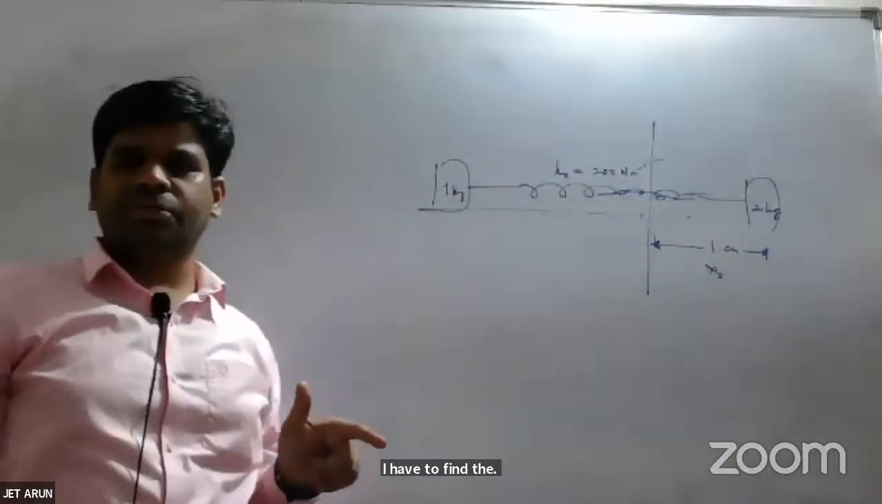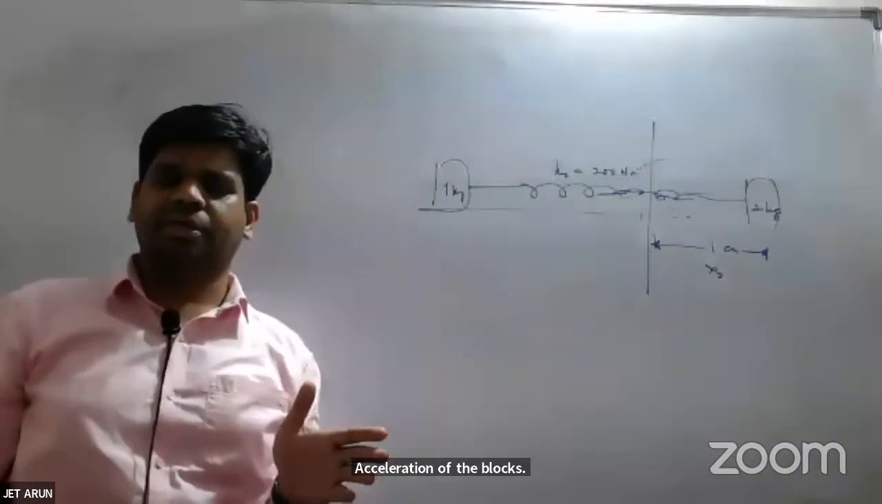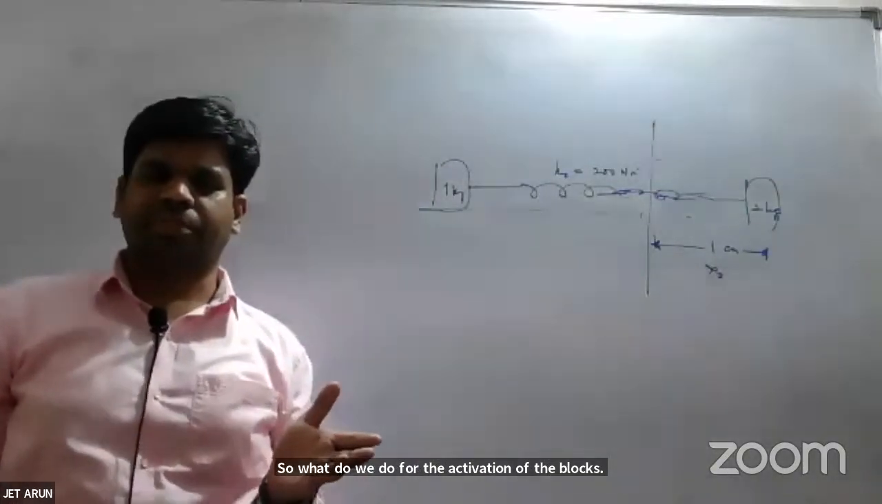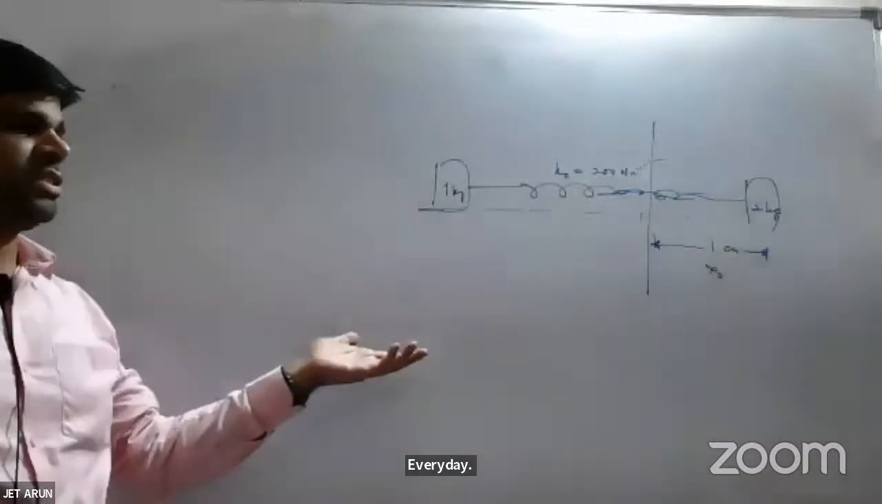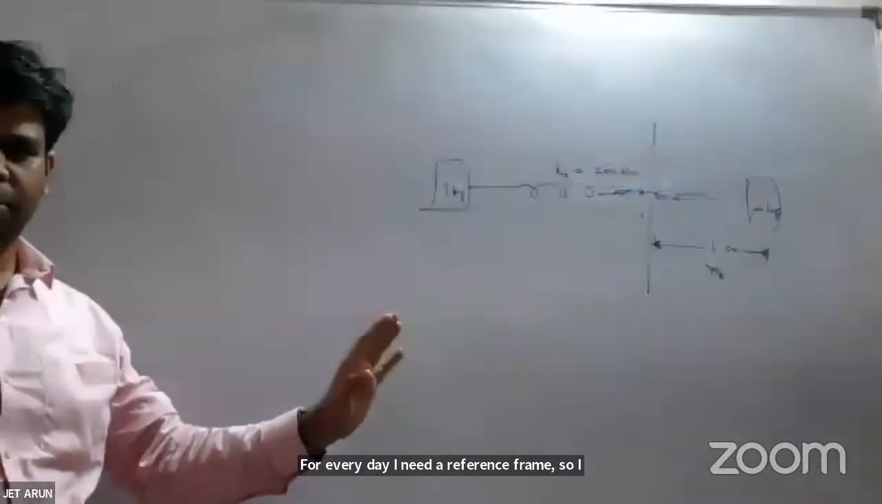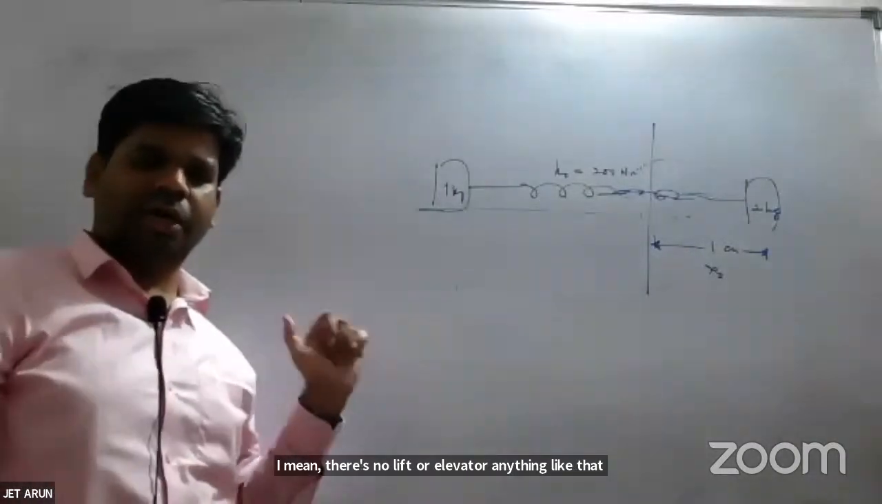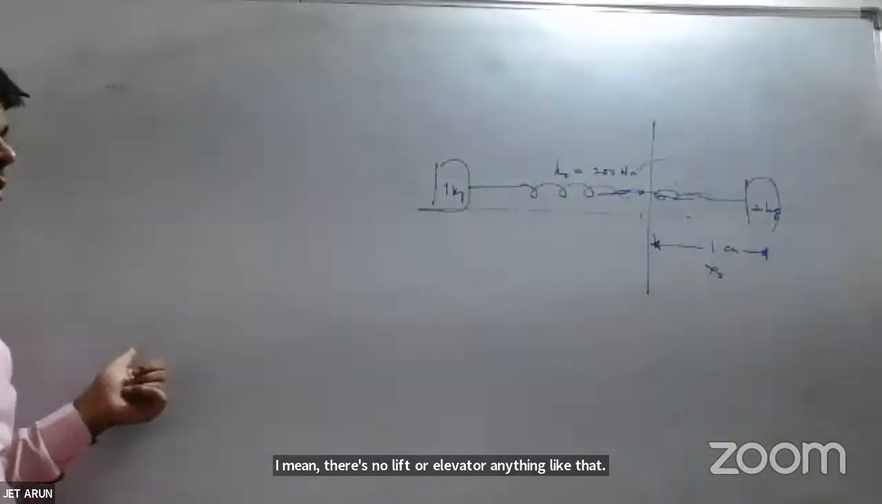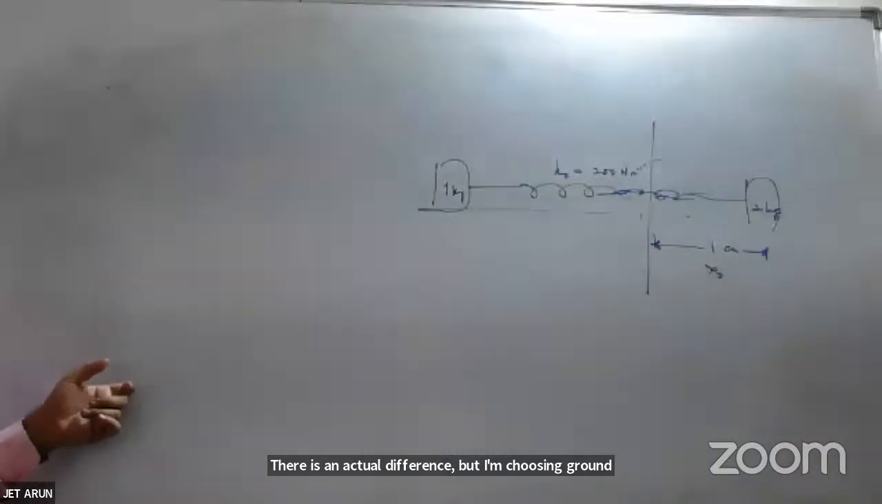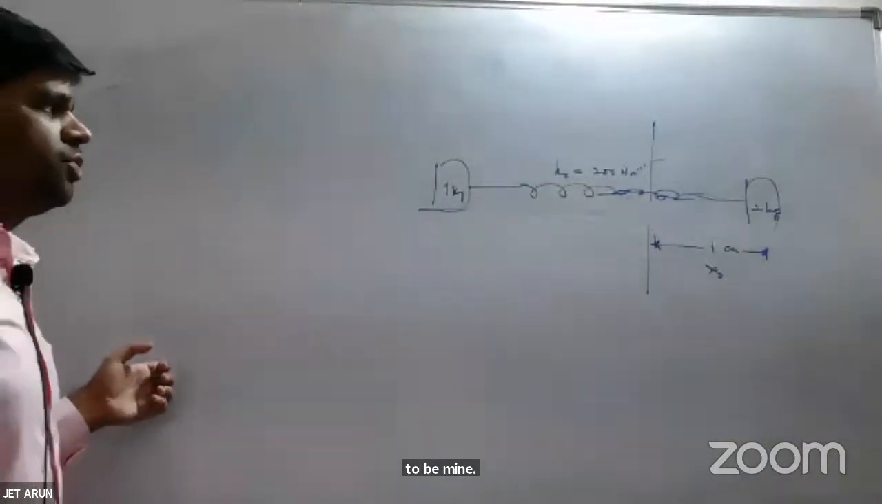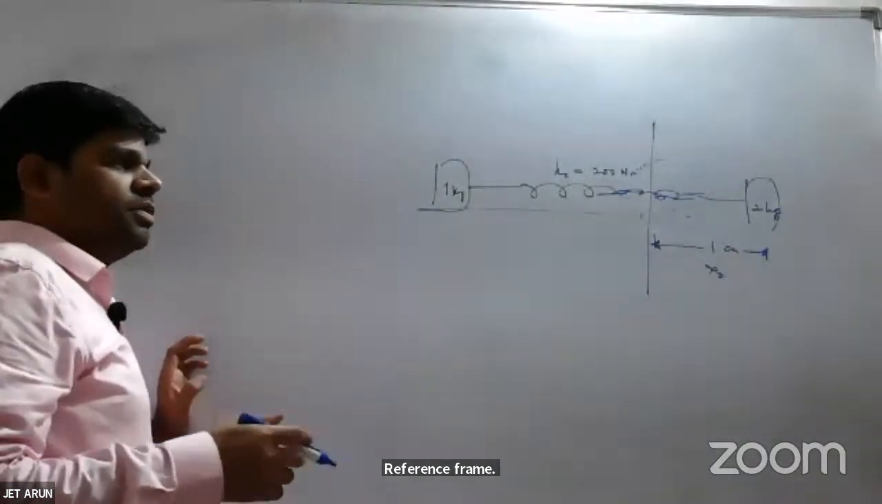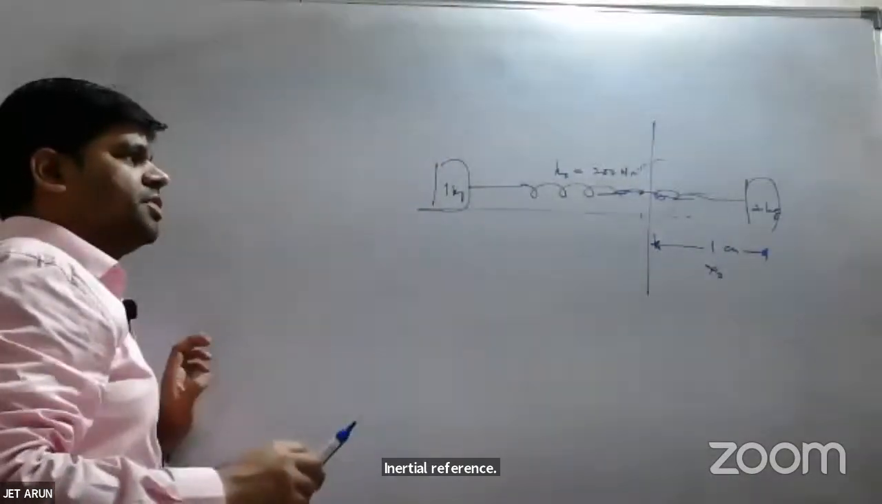So what do I do for the acceleration of the blocks? FBD. For FBD, I need a reference frame. So I choose ground as the reference frame. There's no accelerated reference frame here, no lift or elevator or anything like that. There is an accelerated reference frame, but I'm choosing ground, the inertial reference frame. So there's no pseudo force because the ground has no acceleration.